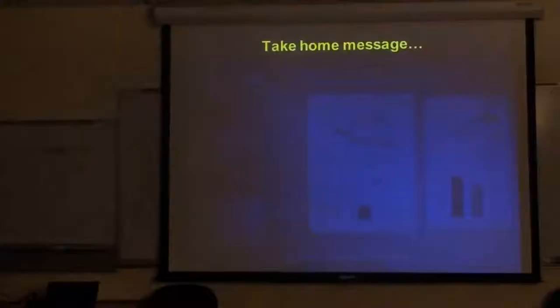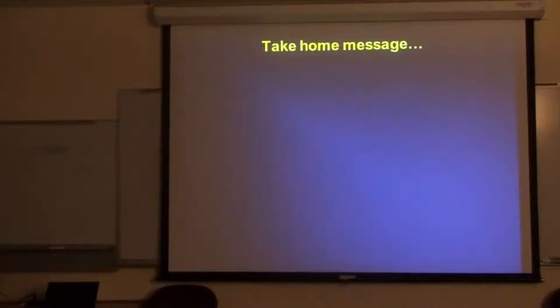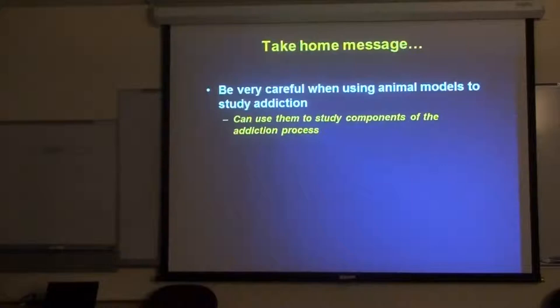So my last slide, second to last because I have an acknowledgement section. The take-home message of this, and something to evaluate when you're not only looking at these papers and thinking about what it might mean for addiction, but also in thinking about studies that purport to tell you something about addiction, is that we need to be careful about that notion, okay? I think that the way we can use these models is to study components of the addiction process. The example of conditioned place preference.